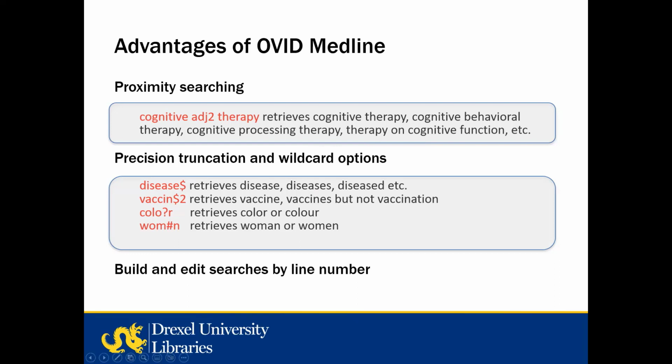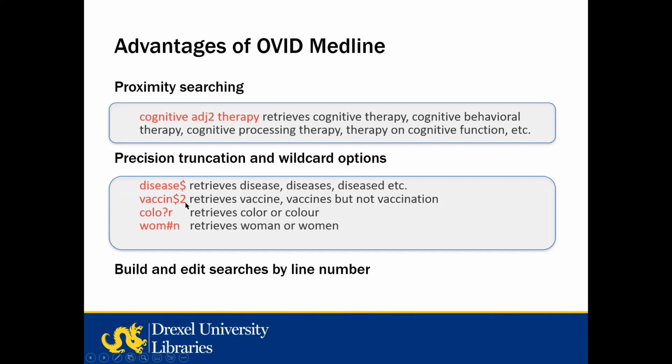In addition to those adjacency operators, it also allows you to use truncation and wildcards to search for a specific number of letters after your root term. And the example I have here is using the word disease as a root. And then I have the $ sign. You can also use an asterisk like you do in PubMed. That's the truncation option. So this is going to search for the word disease and diseases and diseased, or anything after that E.